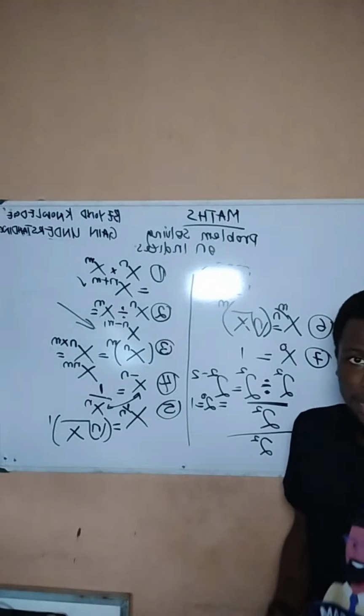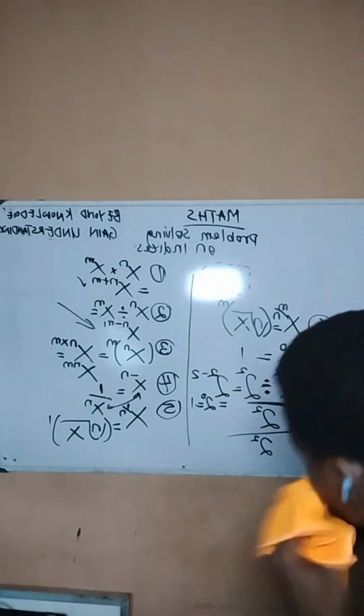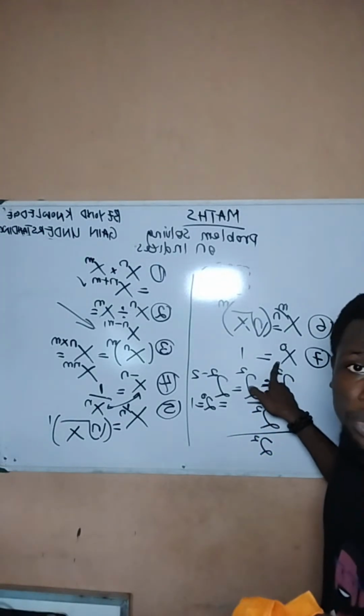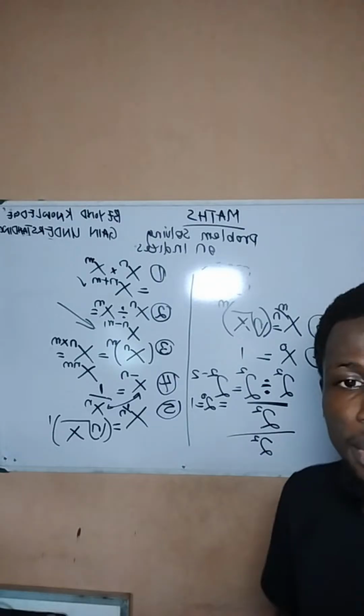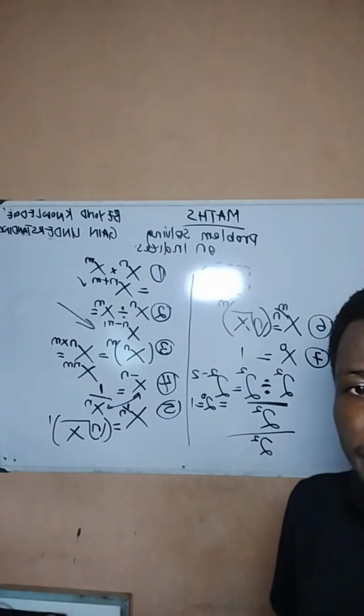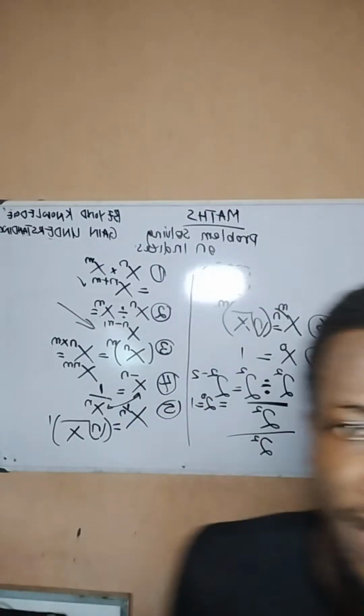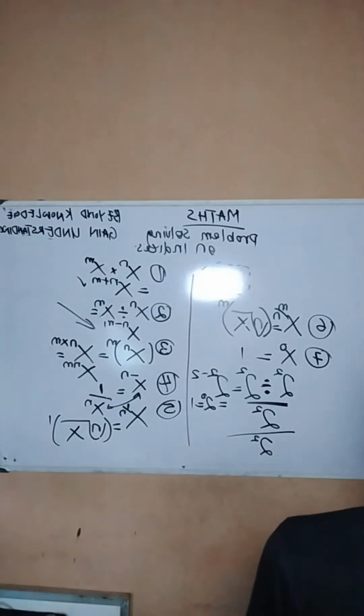Is this making sense, guys? I'm just trying to prove why any variable, any number raised to the power of 0 is equal to 1. Making sense? Help me. Emmanuel, are you still there? Are you guys still with me?